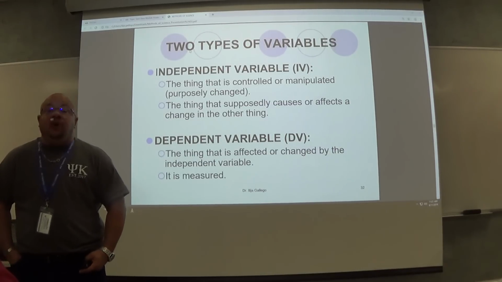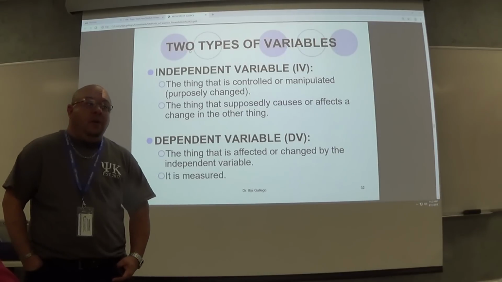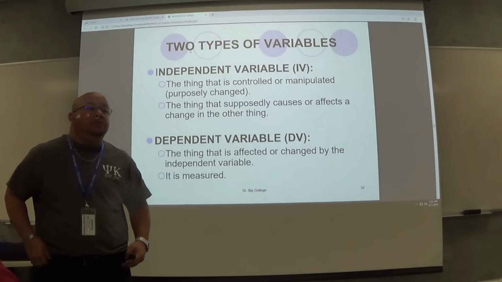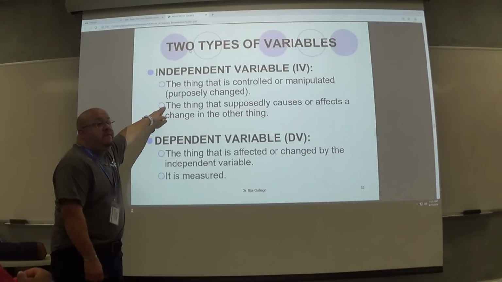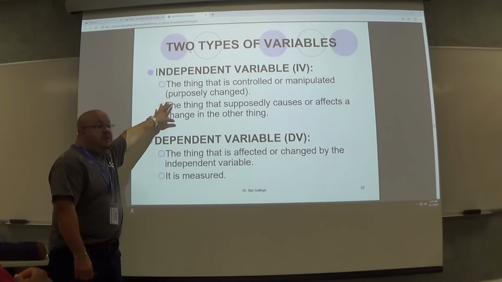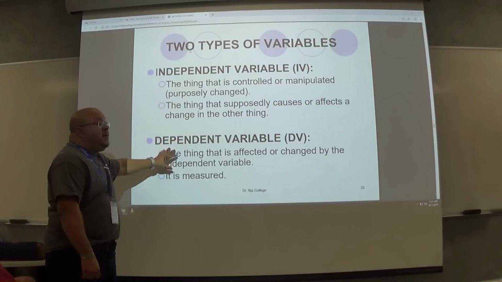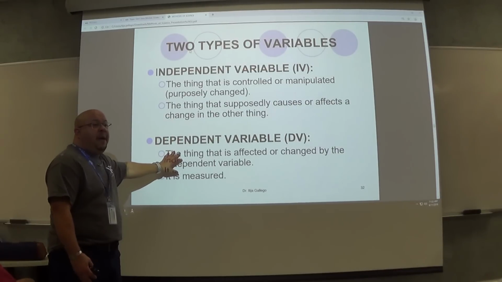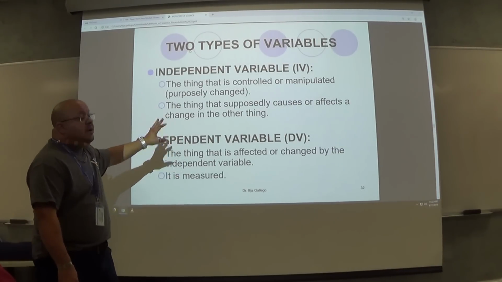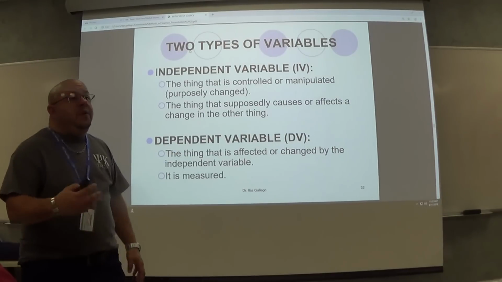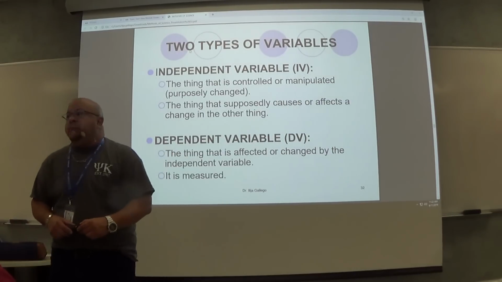Remember, the variables are never people. They're always either something you do to people, the independent variable, so we're going to give them Hooked on Phonics. And the dependent variable is something you measure about people. What we're going to measure is their reading level. So they're never people. So we went over a couple of examples to repeat those.